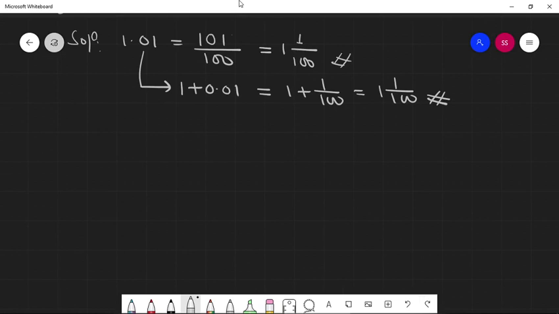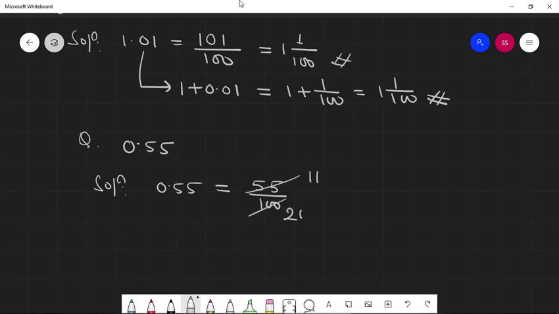And now the last question: suppose we have been given 0.55. The solution for this question is 0.55 equals 55 over 100. Two decimal digits, so we divide by 100. 55 is divisible by 5: 5 elevens are 55, 5 twenties are 100. So it is 11 over 20. It is the simplest form of the fraction.